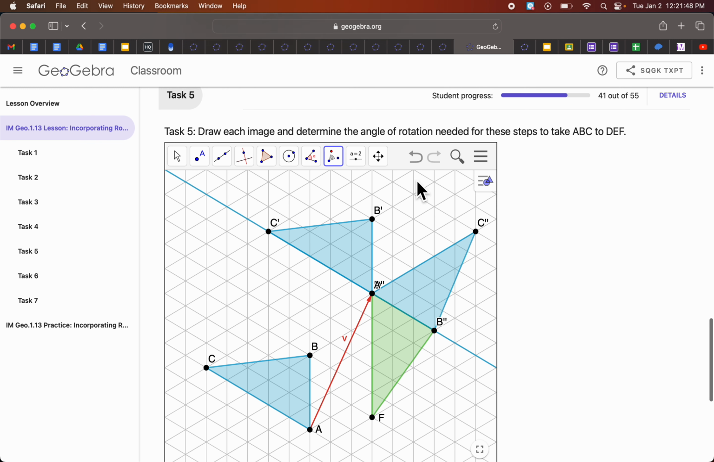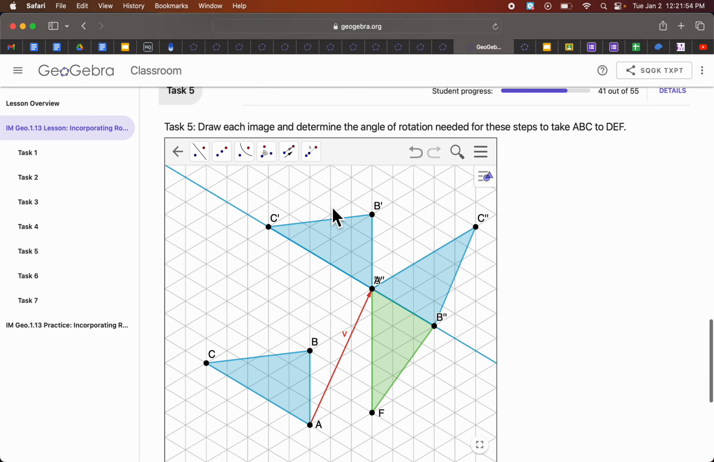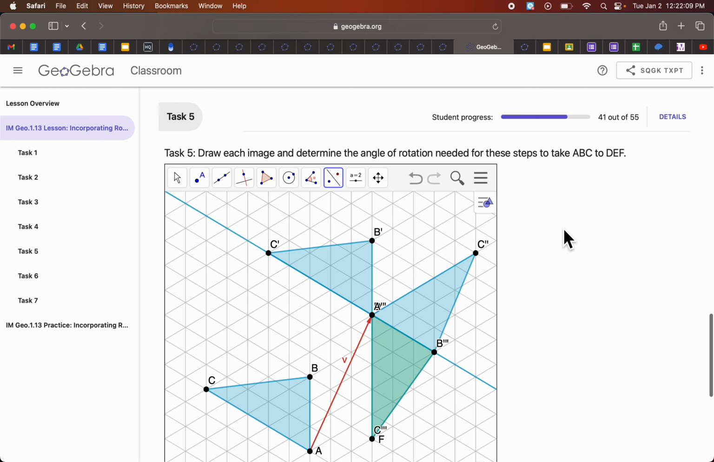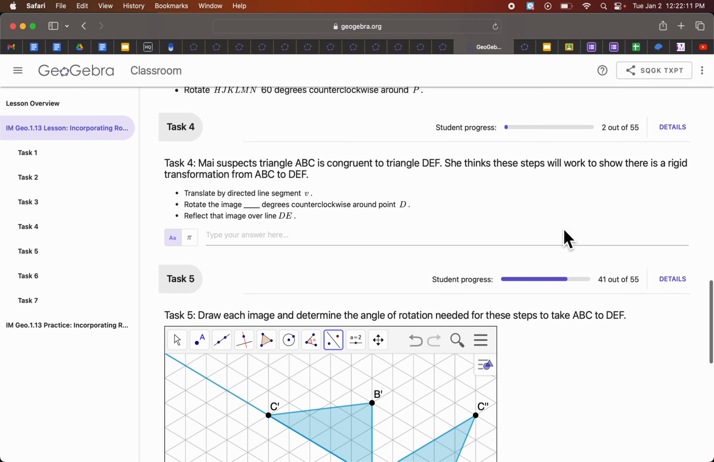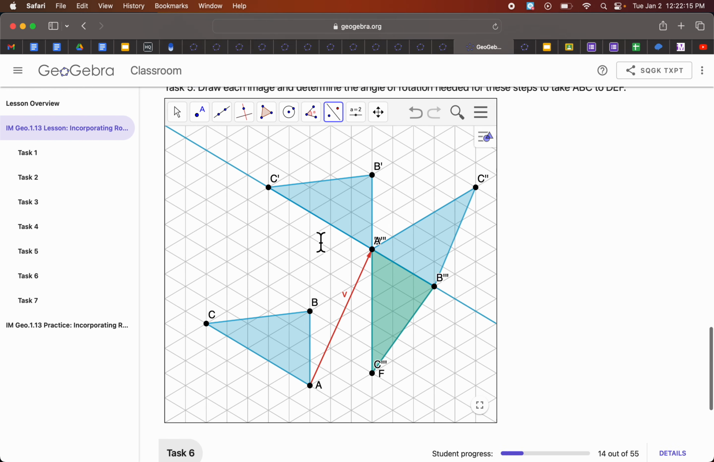And then we're going to flip, and then it says reflect that image over line DE. All right. So we're going to go back here, choose our reflection tool, select this object, and then click on this line to use this as our line of reflection. Bam! Landed it perfectly. It covers it perfectly. All right. Great. Awesome. Okay. So that's how many degrees it was going to be, right?